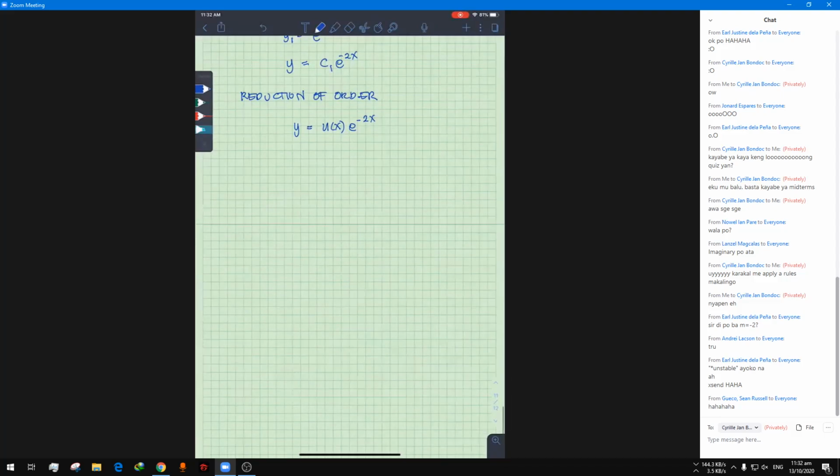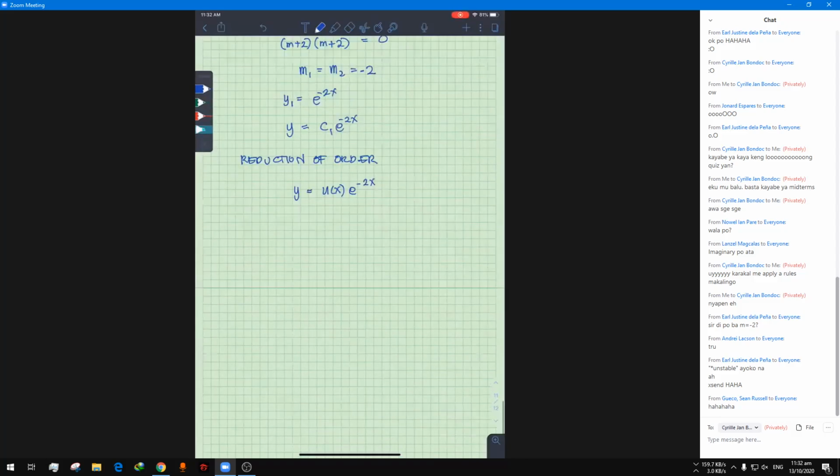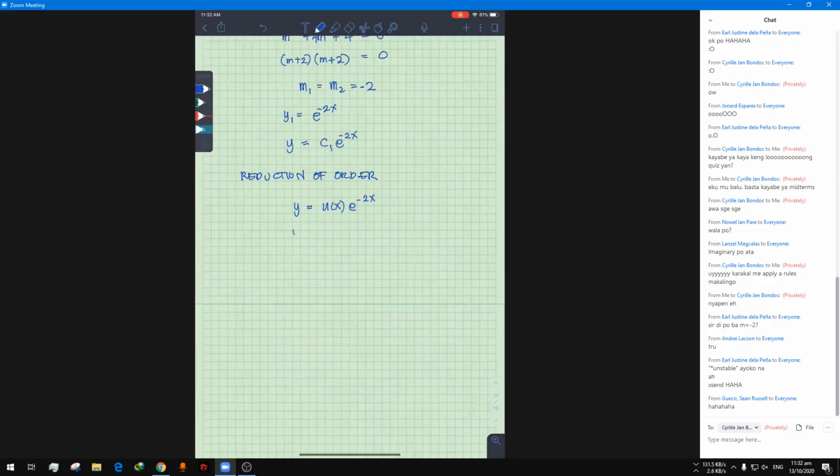So paano natin gagawin ito? Since ito na yung solution natin, y is equals to u of x e raised to negative 2x, i-derive lang natin siya. So y prime would be derivative nito. So the derivative of e raised to negative 2x is negative 2 u of x e raised to negative 2x, plus u prime of x e raised to negative 2x. Product formula. Yung y double prime natin, so that would be negative 2 times negative 2 would be 4 u of x.